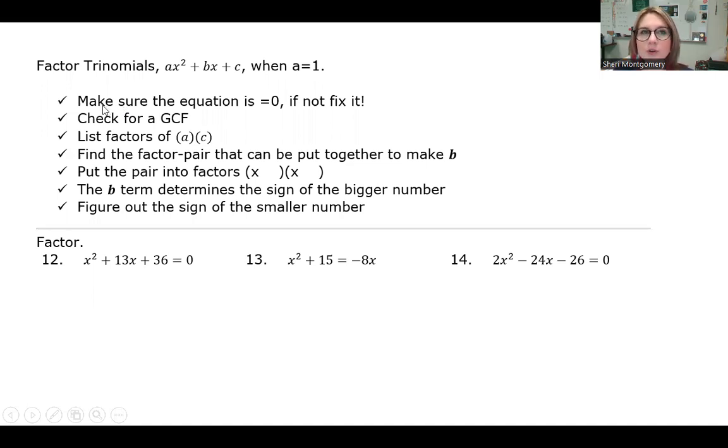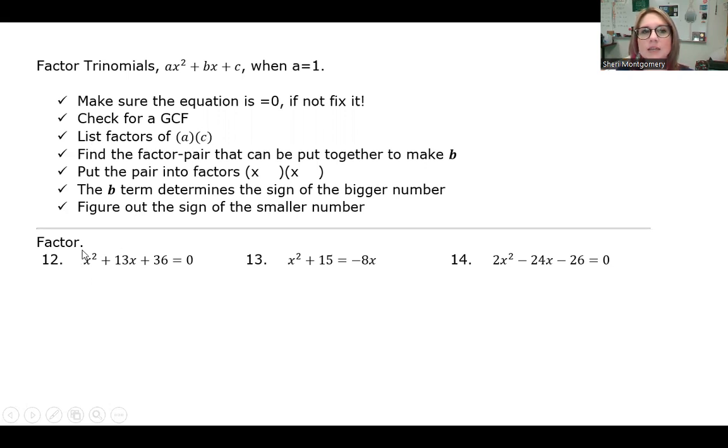Our first step is to always make sure the equation is equal to 0. If it's not, we have to fix it, because we can't factor these unless they're set equal to 0. Looking down, that one is equal to 0, that one's not, so I'm going to have to bring the -8 over. That one is. Next, we're going to check for a GCF. They don't always have a GCF, sometimes they do. The next thing is to list factors of A times C.